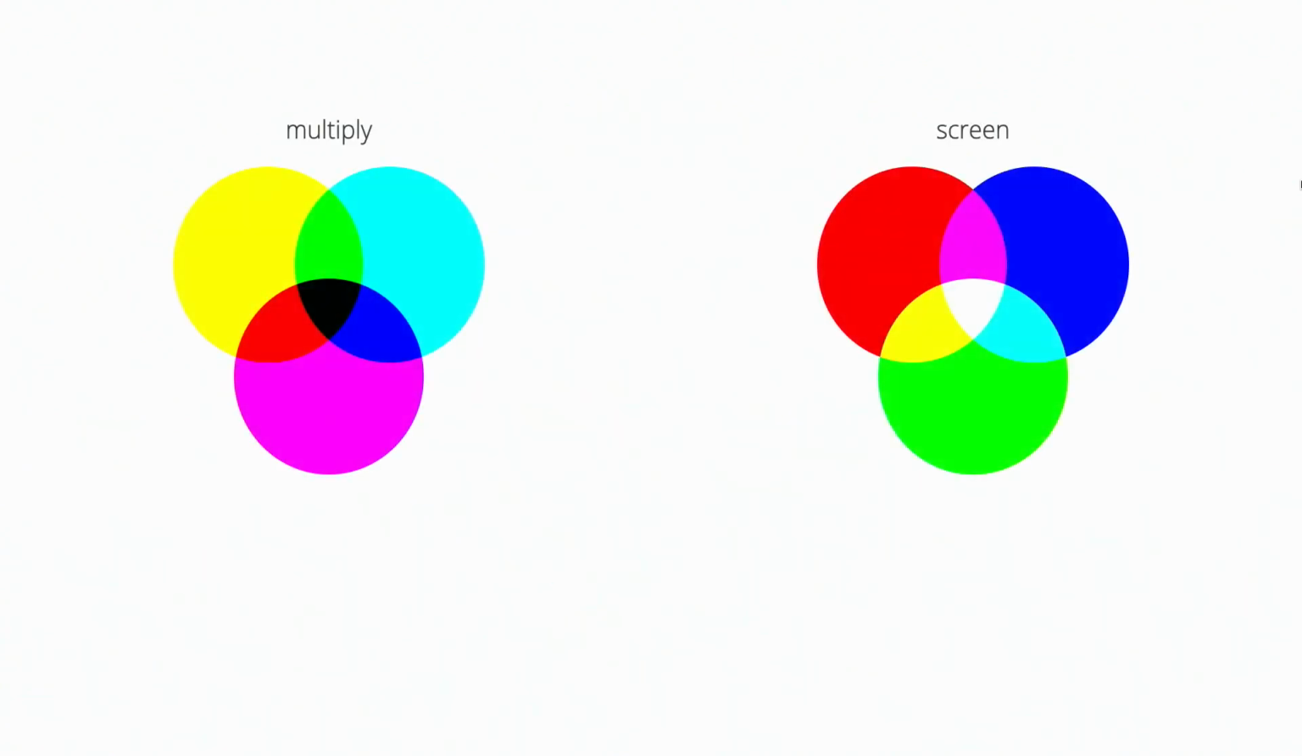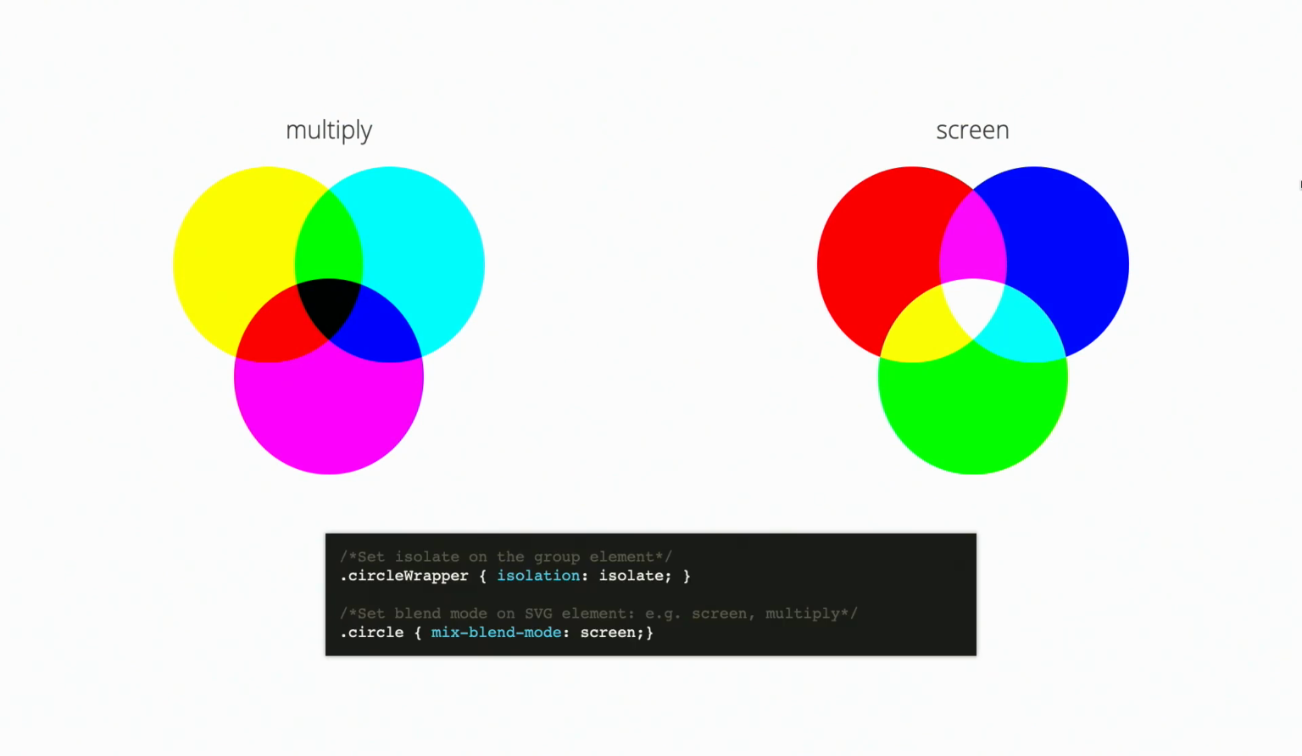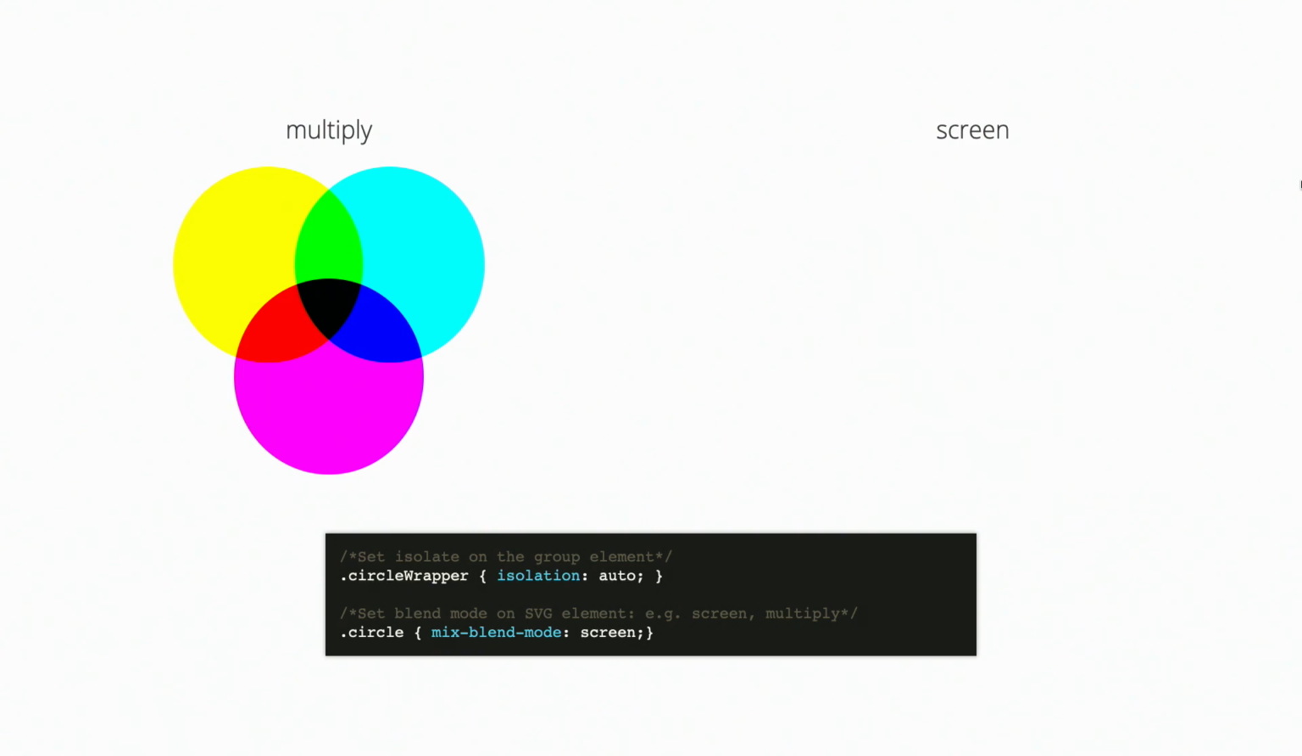And these are 2 of my favorite blend modes. And you can apply that by setting the mix-blend-mode of these circles to either of them. But it is also very important that you group your circles and apply an isolation to them, because otherwise the background color will be taken into account when the blend modes are calculated, which means that for screen, if you forget, you will see this. You will see like nothing on your screen.